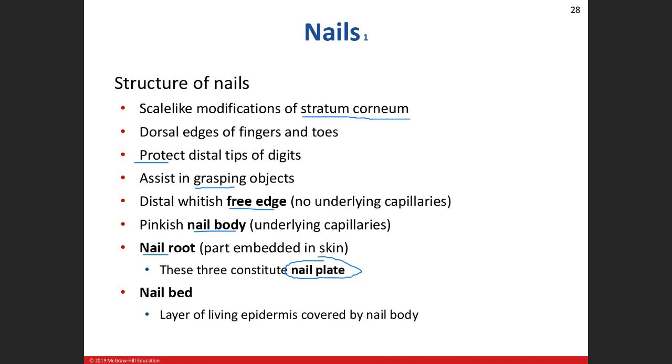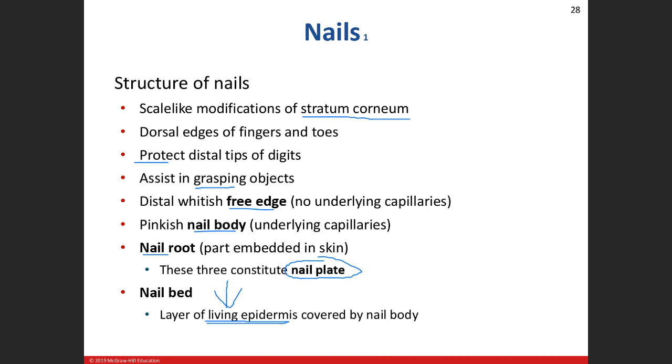The nail body will have capillaries underneath it, so it should be pink underneath there. The part that you can't see because it's embedded into the skin is the nail root. Then underneath the actual nail plate is the nail bed, and that is made up of living epidermis.